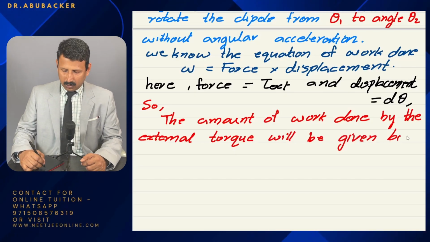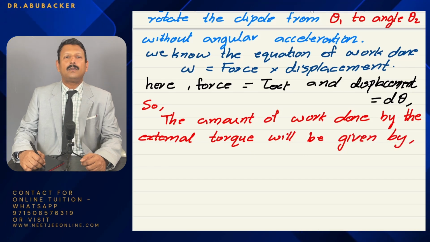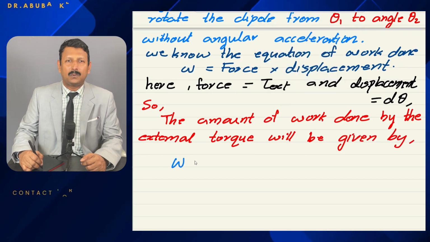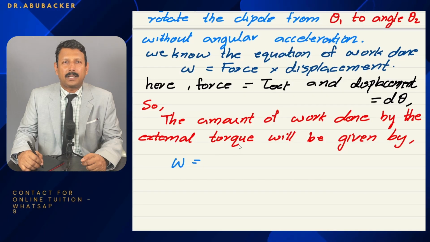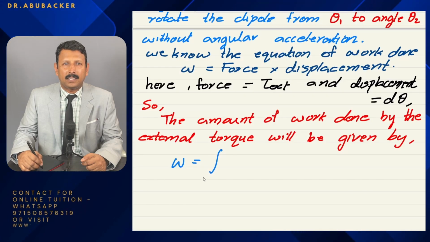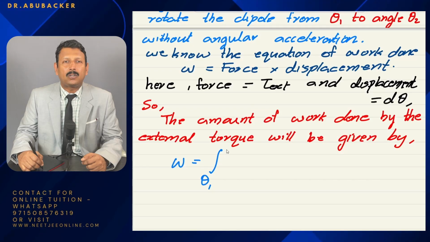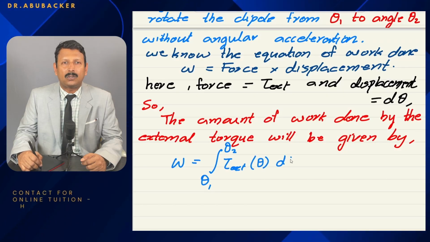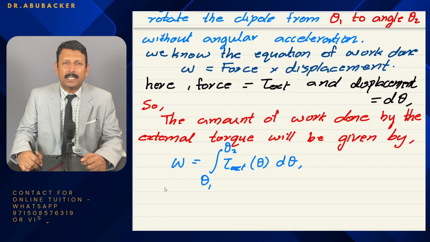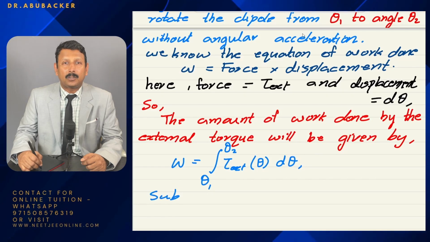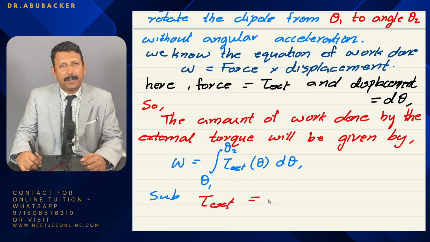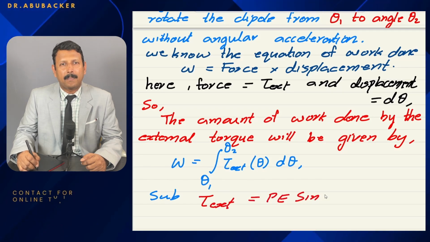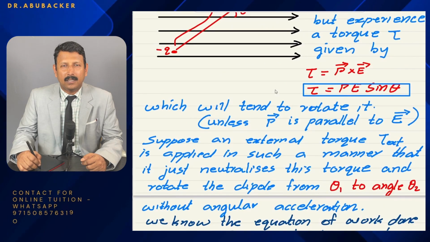So work done W is equal to, what is actually the torque here? That torque we know is PE sin theta, right? The limits we want to apply, we already mentioned in the statement, from the angle theta 1 to the angle theta 2. So W is the integral from theta 1 to theta 2 of tau external d theta. Now we can substitute the value of torque: tau external is equal to PE sin theta.